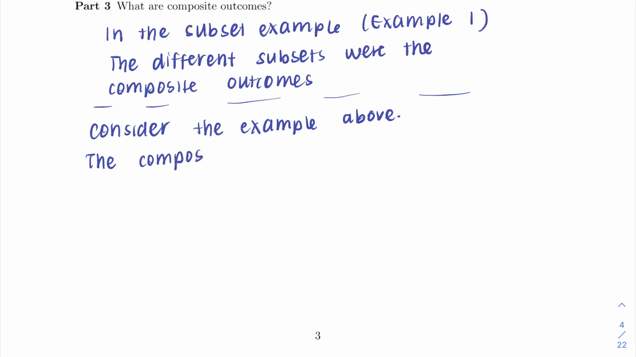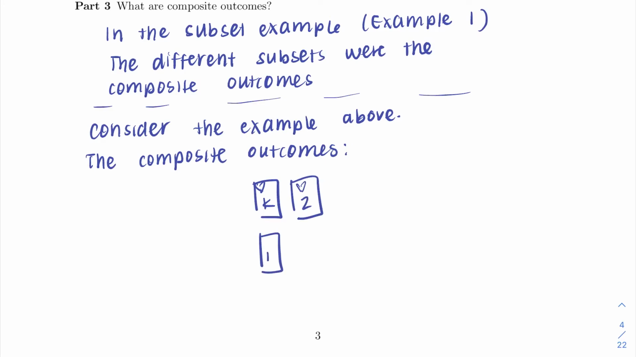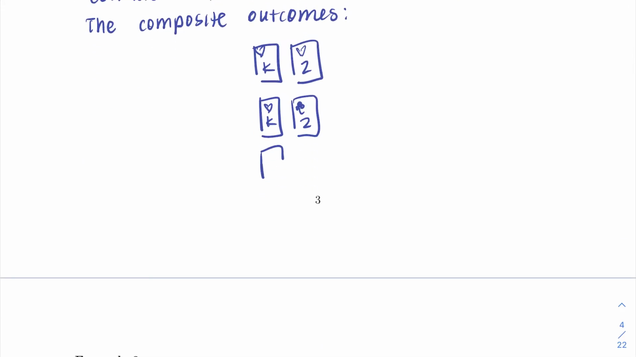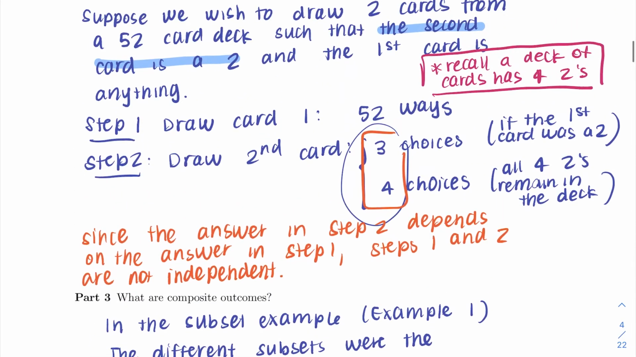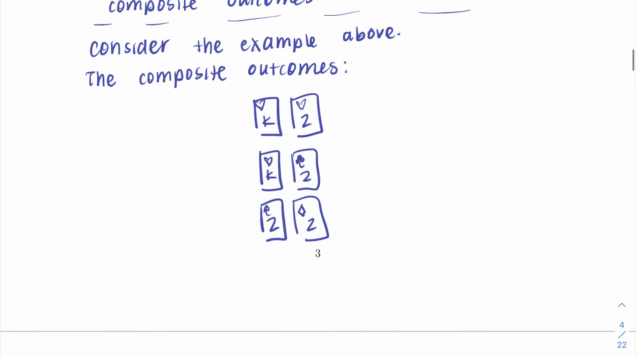The composite outcomes, and by the example above, I mean this drawing 2 cards, would be maybe the King of Hearts, and then the 2 of Hearts would be one composite outcome. Or the King of Hearts and the 2 of Spades, or the 2 of Clubs. Or the 2 of Spades and the 2 of Diamonds. All of these are composite outcomes from this example where we had to draw any card first. And then the second card had to be a 2.